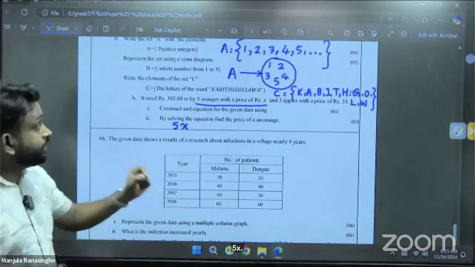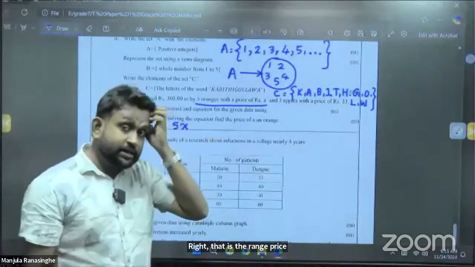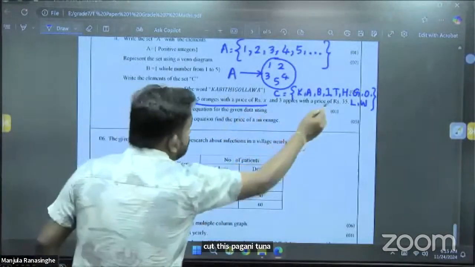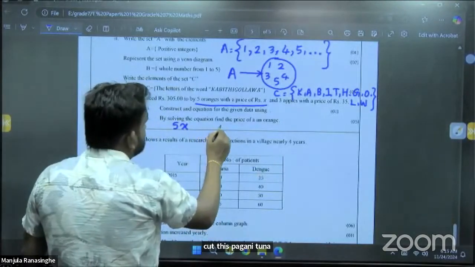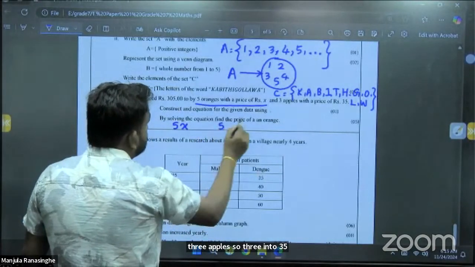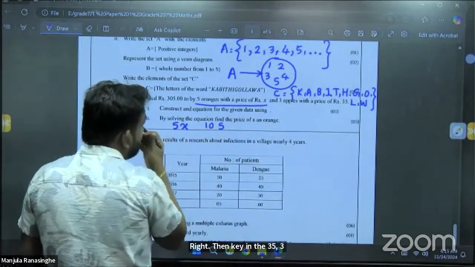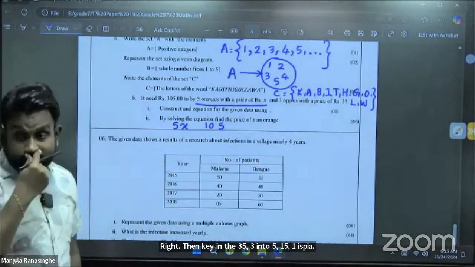And 3 apples with the price 35. So 3 into 35. 3 into 5 is 15, 1 carried, 105. That is the 3 apple price.